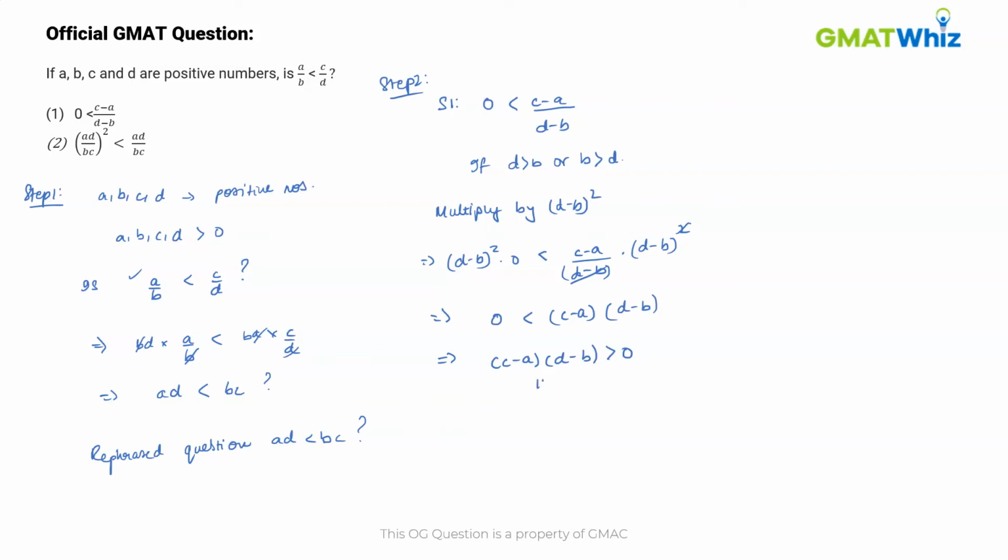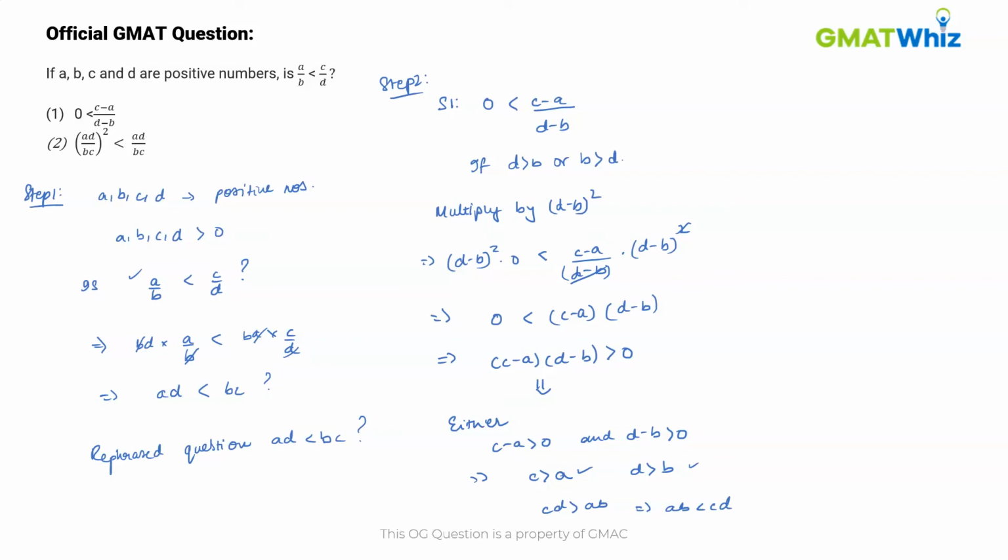Now this implies that either C minus A is greater than 0 and D minus B is greater than 0, which gives us that C is greater than A, and D is greater than B. Now on combining these two inequalities, we get CD is greater than AB, or AB is less than CD.